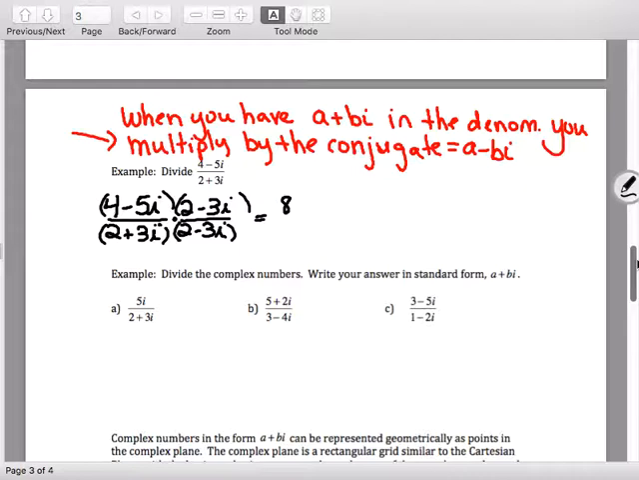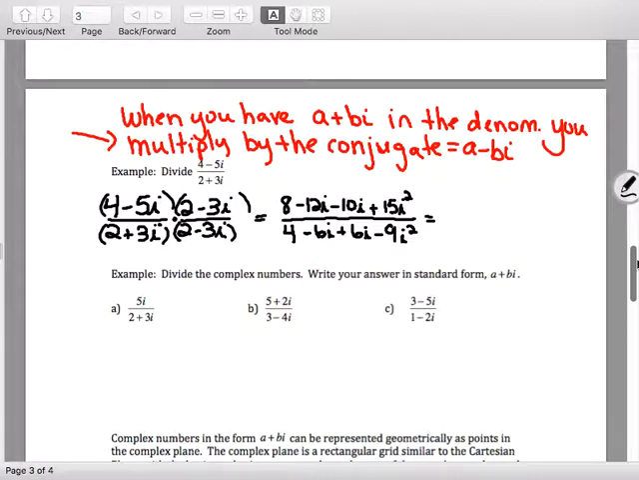4 times 2 is 8. The outer is minus 12i. The inner is minus 10i. And that's a plus 15i squared. I just did FOIL: first, outer, inner, last. Be careful right here. Negative 5i times negative 3i is a plus 15i squared. Down in the bottom, in the denominator, I get 4 minus 6i plus 6i minus 9i squared.